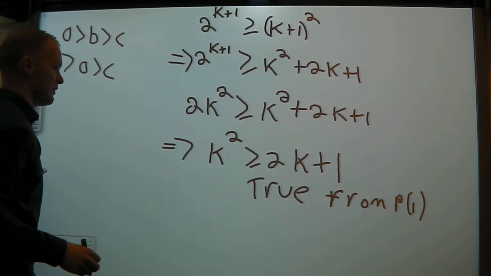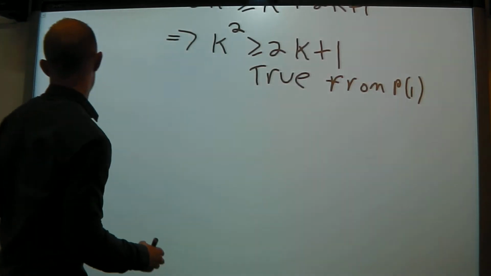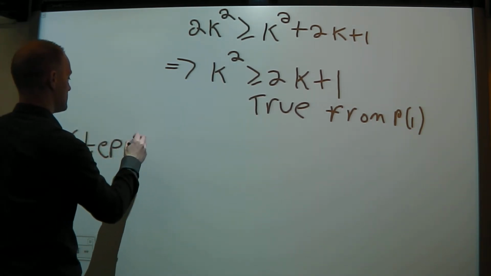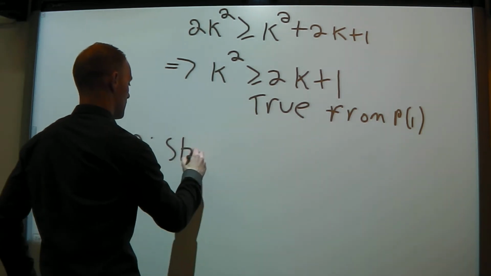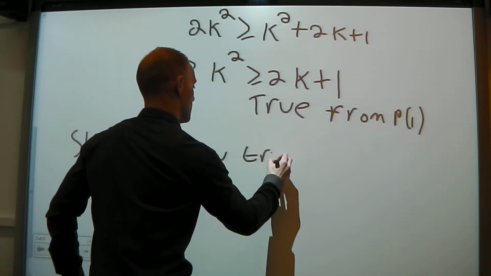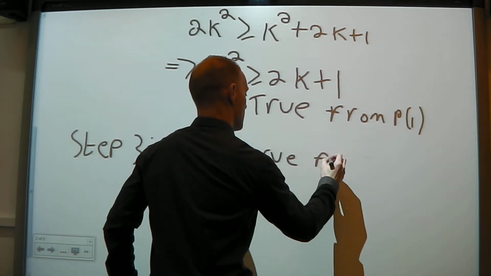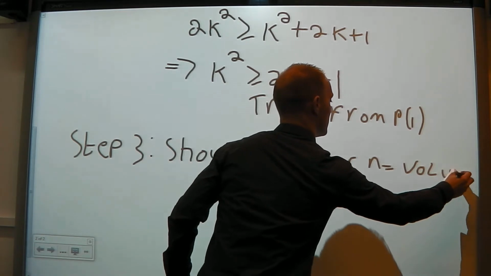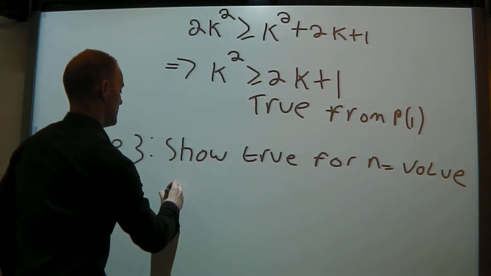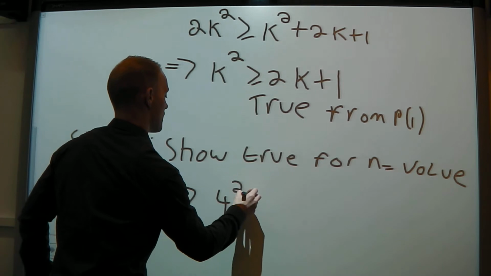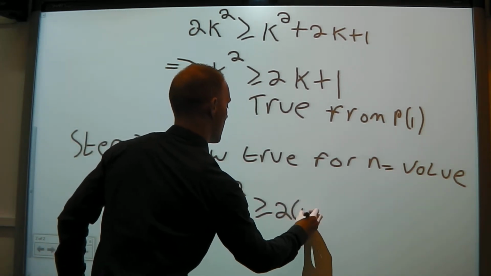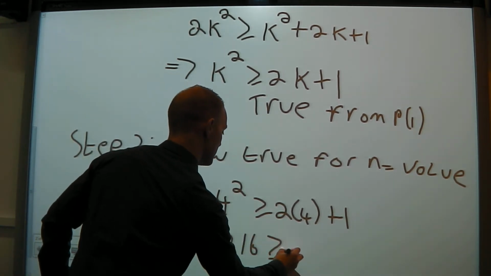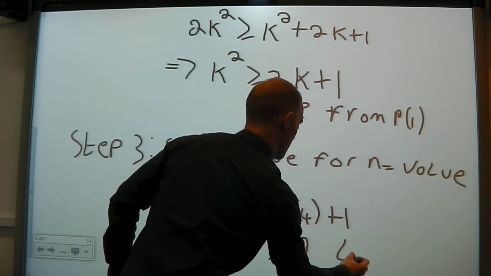And we're actually not finished yet. We have to show true for n equal to a certain value. So this will be our step 3. Now, any value greater than or equal to 4 is okay here. So that implies 4 squared is greater than or equal to 2 times 4 plus 1. That implies that 16 is greater than or equal to 9. And that's true.